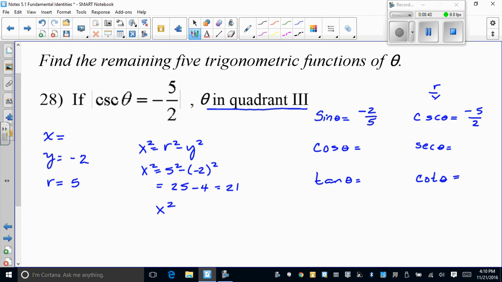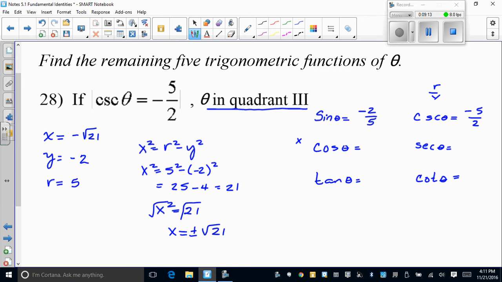So x squared equals square root of 20, I'm sorry, I'm getting ahead of myself. X squared equals 21, and we square root both sides. We get x equals plus or minus square root of 21. Plus or minus. But in quadrant 3, our x values are negative. So it's going to be negative square root of 21. And now we can go through it.